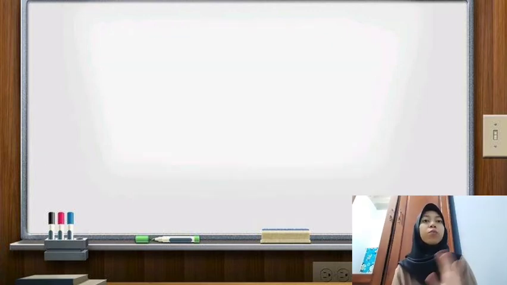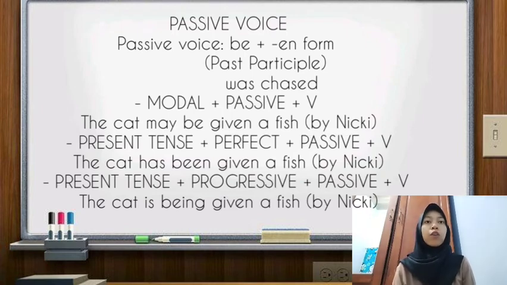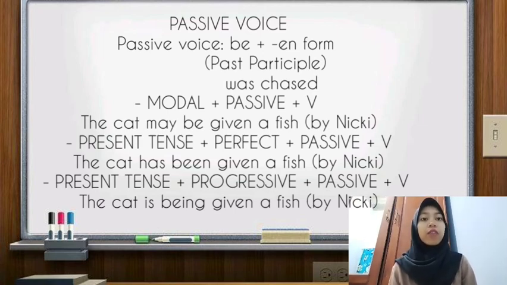Okay, now we move into the passive voice. Voice refers to whether a sentence or utterance is in the active or the passive. Passive voice is be plus an -en form as past participle. For example, is, was, case. Modal plus passive plus verb.